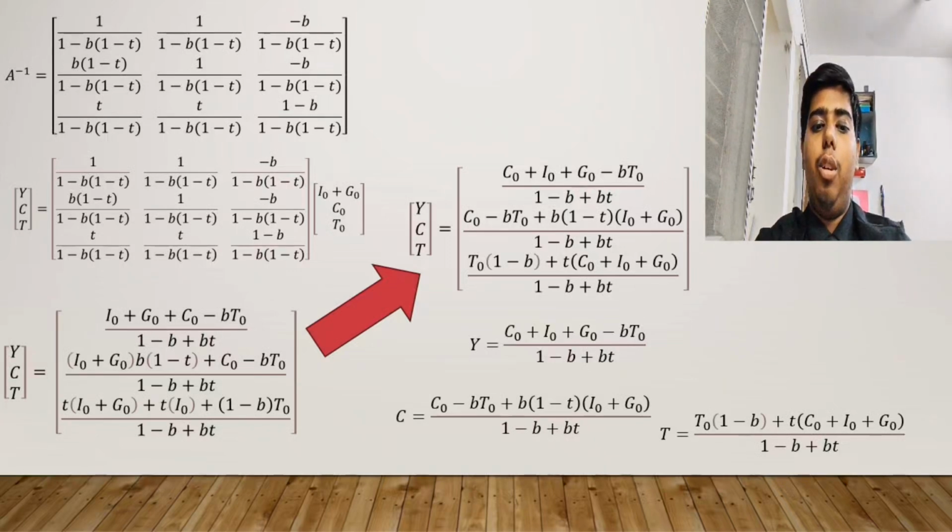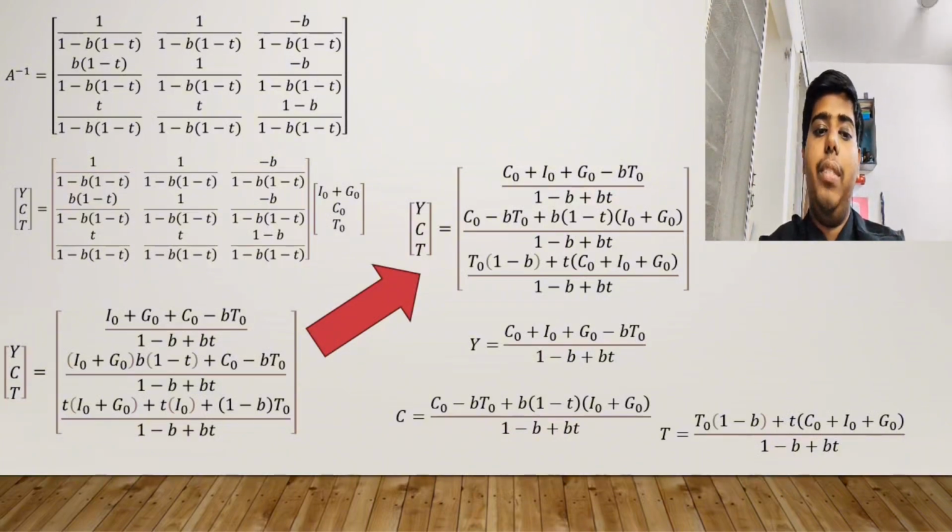This slide delivers a complete, explicit solution to our macroeconomic model. On the left, we see the fully simplified inverse of matrix A. On the right, we have the three final equations that solve for y, c, and t. These are the practical results we have been working toward.